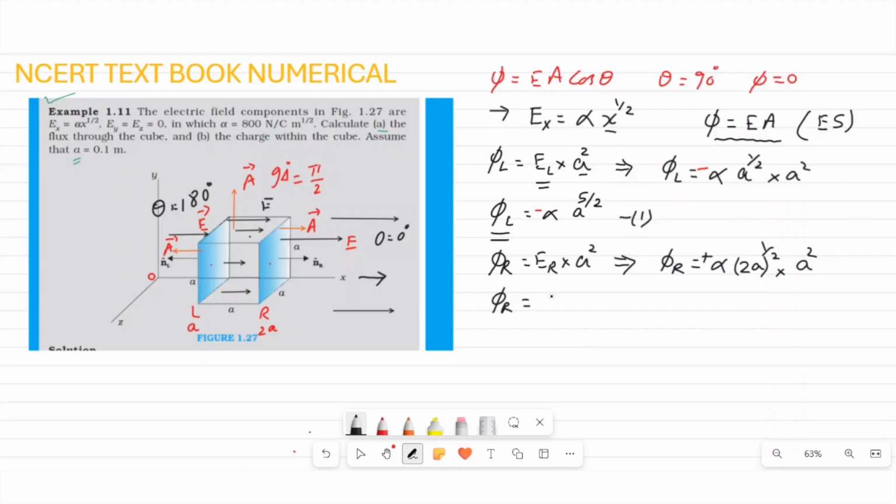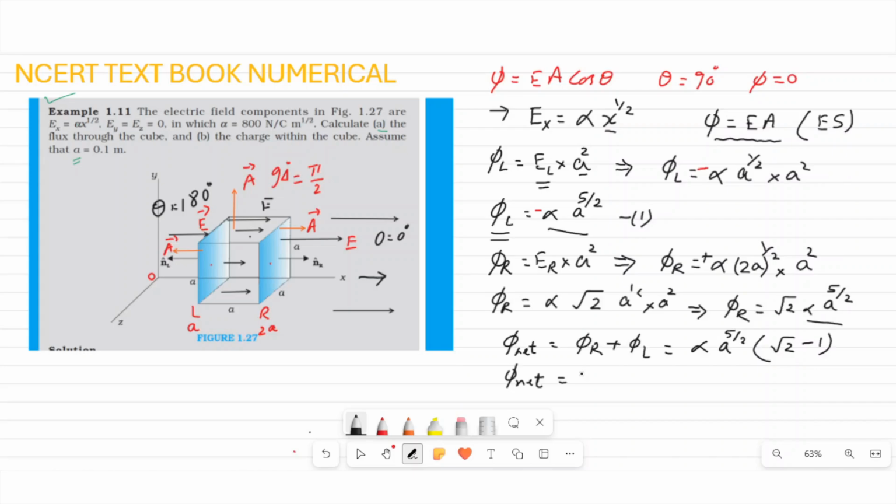Net flux is equal to, now let us put the value of alpha. Value of alpha is 800. Value of A is 0.1 meter. Now A raised to 5 by 2 means A square into under root A. Okay. Under root 2, 1.414 minus 1.